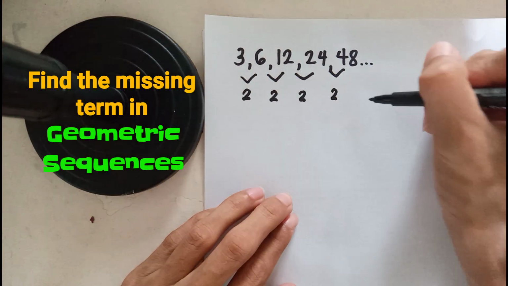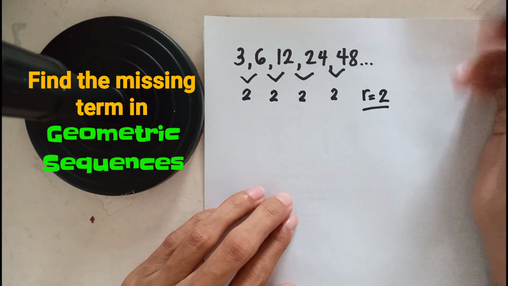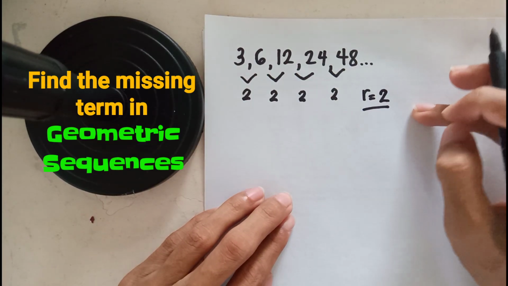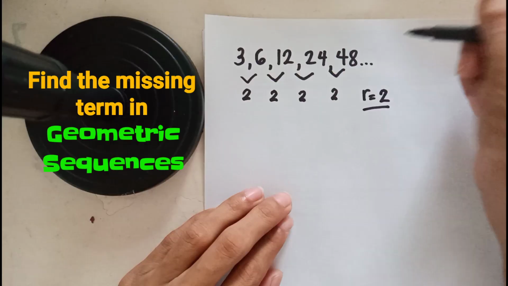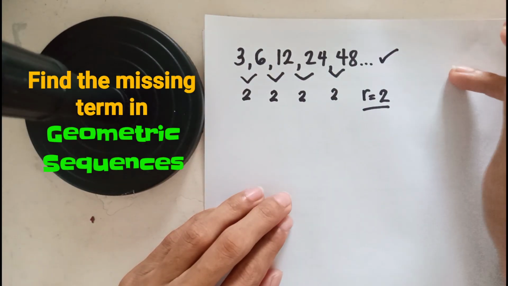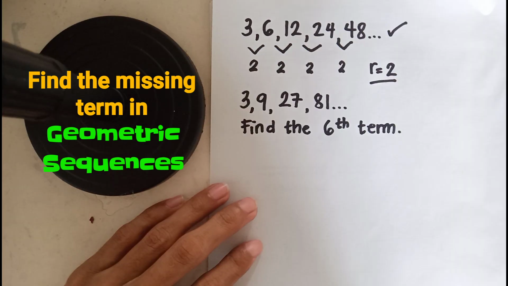So what is a geometric sequence? A geometric sequence is a list of numbers where each term is found by multiplying the previous term by the same number. This number is called the common ratio. Okay, in this sequence, 2 is our common ratio. Okay, let's have another example.